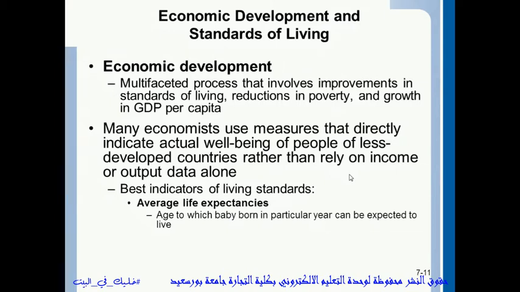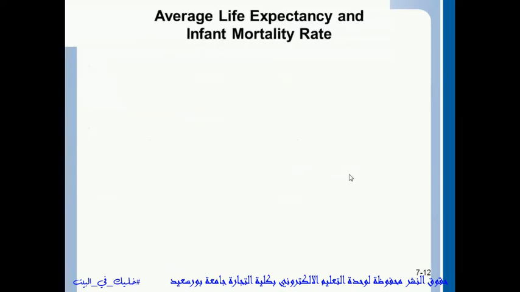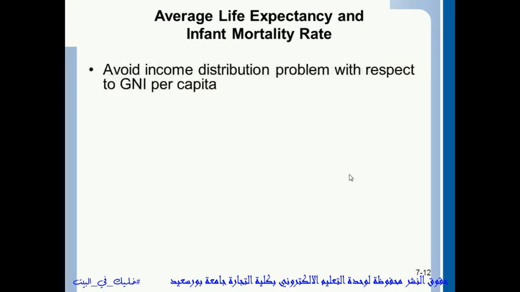because of good health: the age to which a baby born in a particular year can be expected to live. Another is the infant mortality rate, the number of babies who die within the first year of life per 1,000 live births. Low average life expectancy and high infant mortality rate happen in the poorest countries because of lack of good health services. This avoids the income distribution problem with respect to GNI per capita.